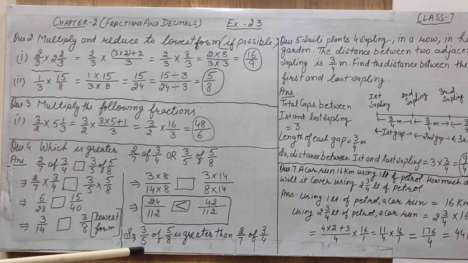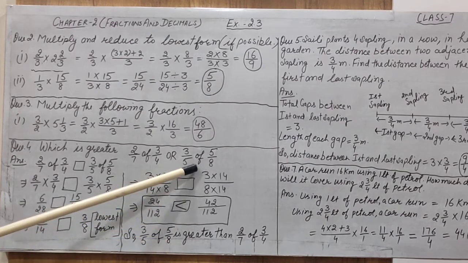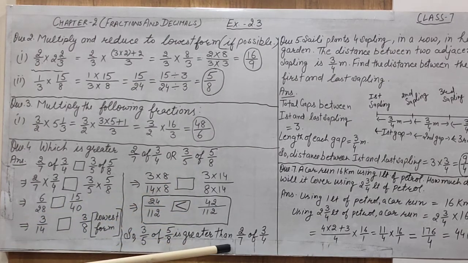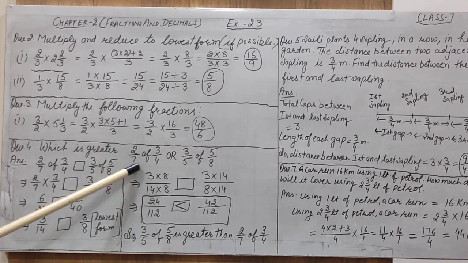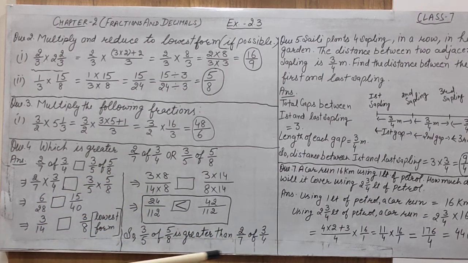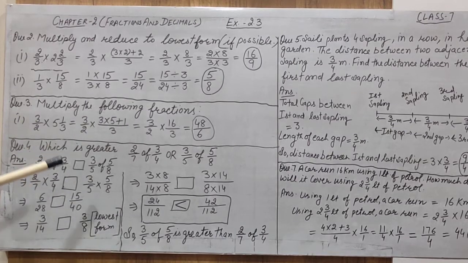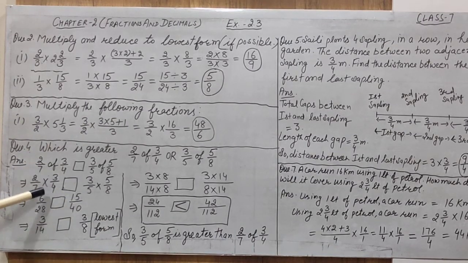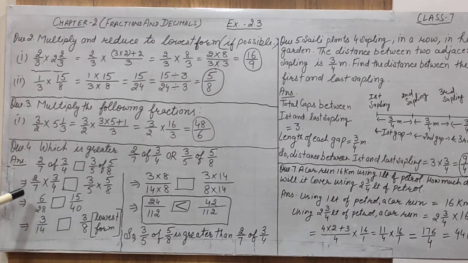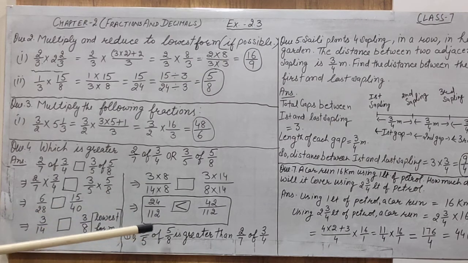So we must write that 3 by 5 of 5 by 8, that is the second term, is greater than the first term, that is 2 by 7 of 3 by 4. I hope you understand very well how you can compare. So first of all, change 'of' into multiplication, then place a blank box between them rather than writing greater or smaller again and again. Alright. So next, after multiplication of these two fractional numbers, first of all make their denominators similar. After making the denominators similar, we can compare the numerators.